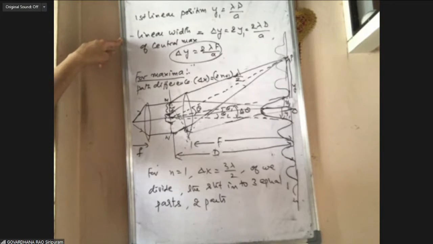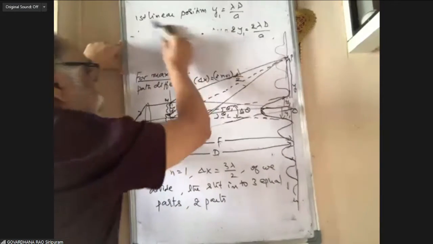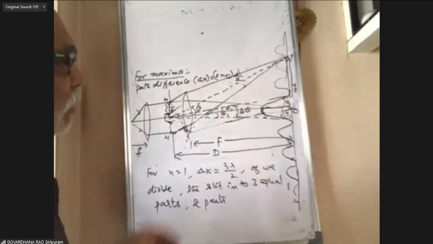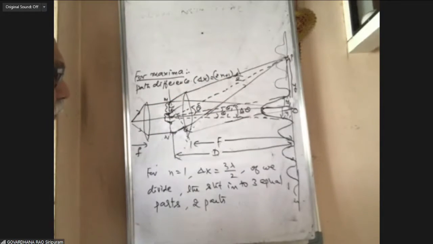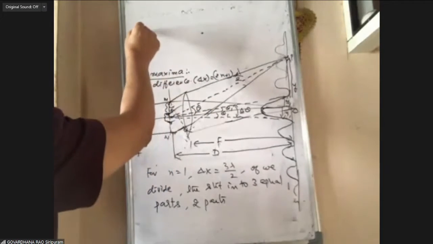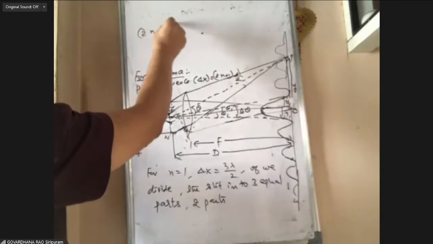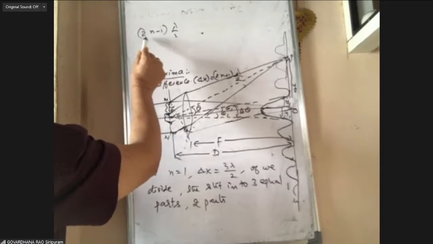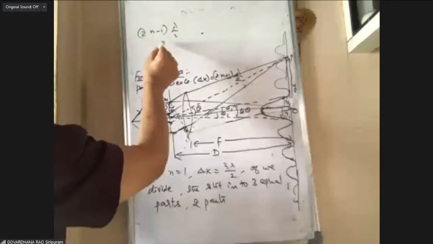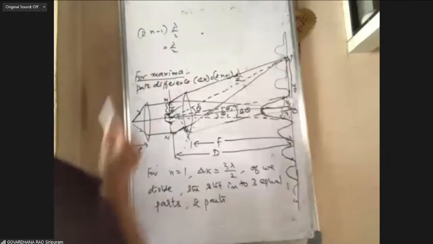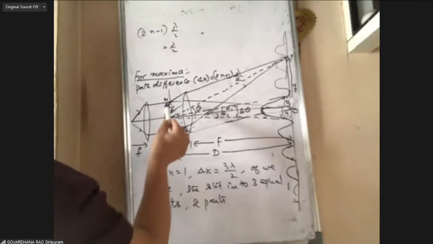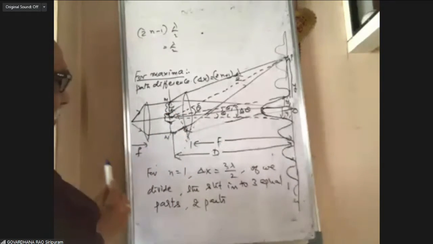Sir, why are we not taking delta x as 2n minus 1? Suppose we take 2n minus 1. If you take 2n minus 1, n equal to 1, what happens? Lambda by 2 it becomes, right? Yes. So it becomes lambda by 2. If it is lambda by 2, what happens? Entire path difference is lambda by 2.